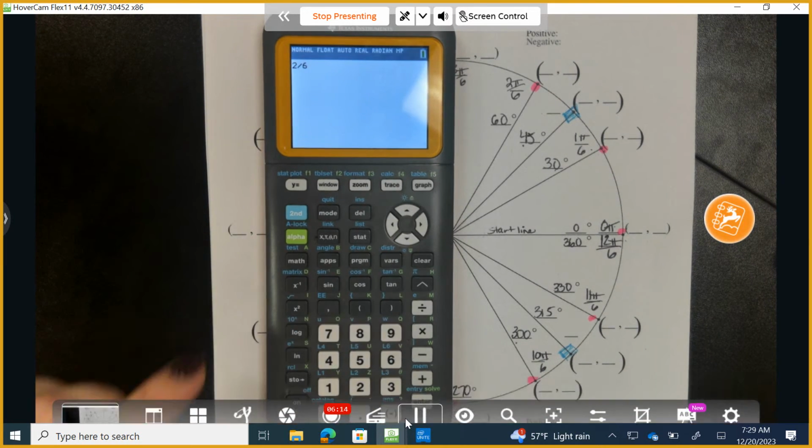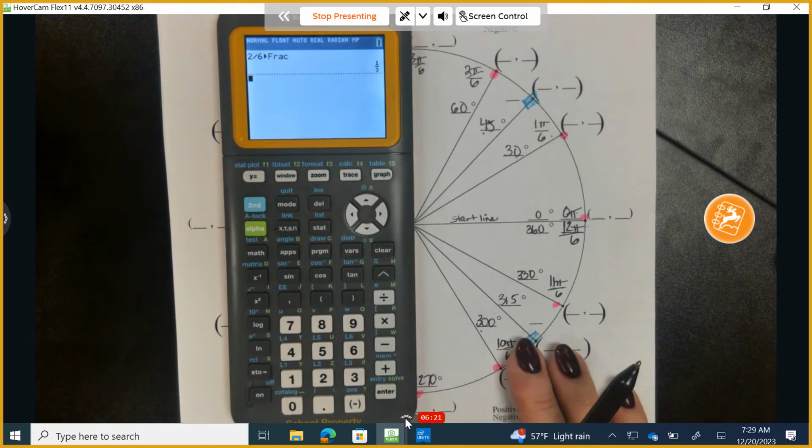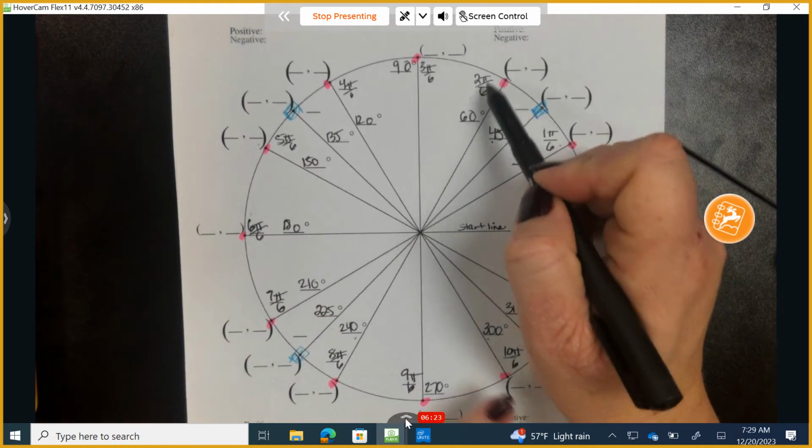Okay, let's go back here. So I have 2 over 6. If you were not great with fractions, you hit math, fraction, enter, enter, and we can see it reduces down to 1/3. So we're going to reduce this right now.